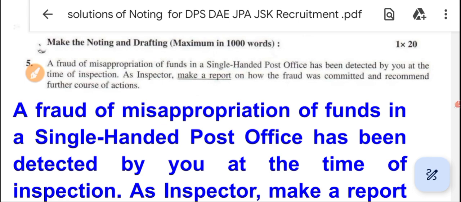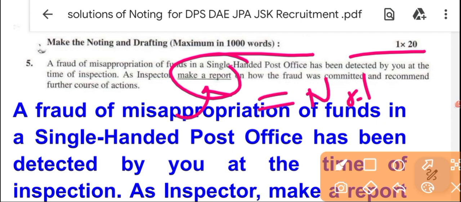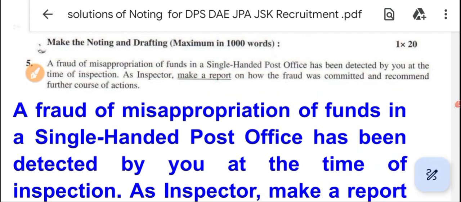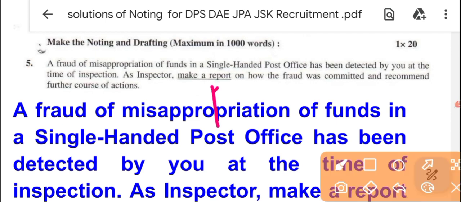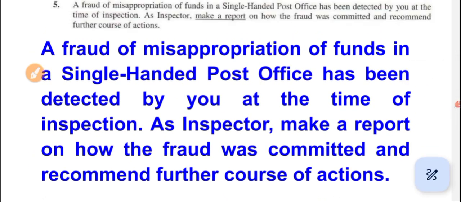Question number five says a fraud of misappropriation of fund in a single handed post office has been detected by you at the time of inspection. As inspector, make a report. It is not written about the drafting. Make a report means make a noting, because starting the activity done in the office is called noting. After that comes drafting, but here nothing is written about drafting. Make a report means you prepare the noting, on how the fraud was committed and recommend the course of action. Here I have written it in a large font.